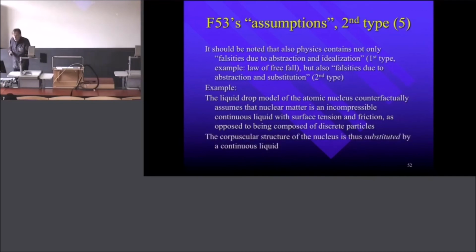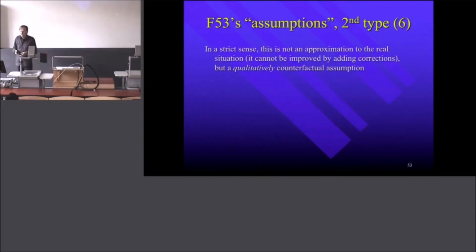So you can work with that model, and the corpuscular structure of the nucleus is thus substituted by a continuous liquid. And this model was in place until the 1960s. Only then were people really able to put the corpuscular structure into nuclear physics and understand the nuclei in terms of their components. It wasn't possible before, and then they used that one. So it's an absolute standard procedure for physicists. They just use it. It's a substitution.